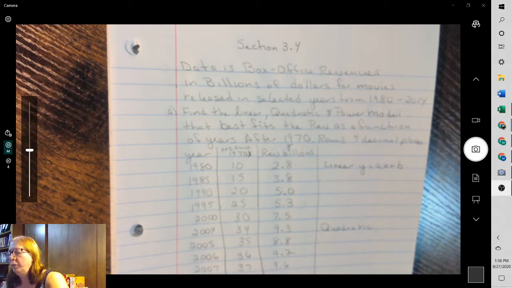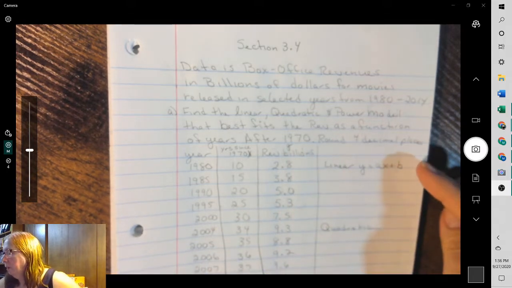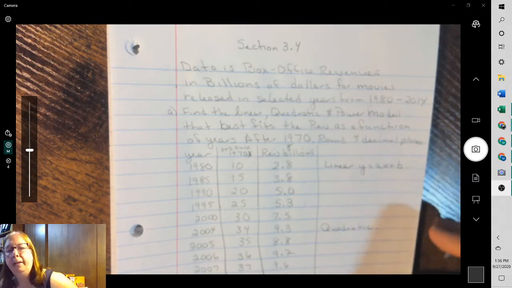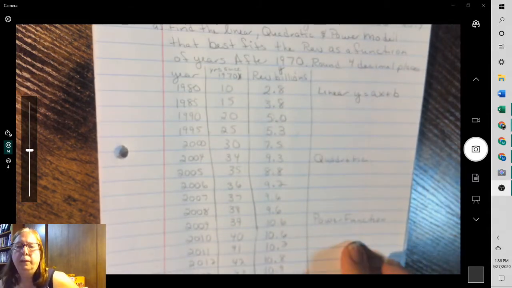Hello, I'm Mrs. J, and today we're going to go over a problem from section 3.4. I chose this one because we're going to look at it in each type of model: a linear, quadratic, and a power function.